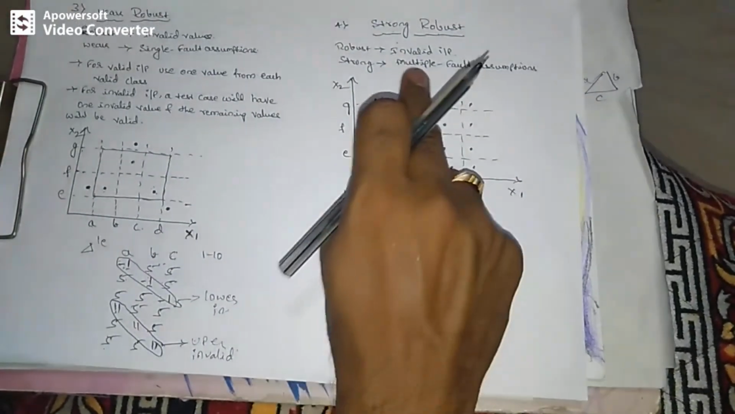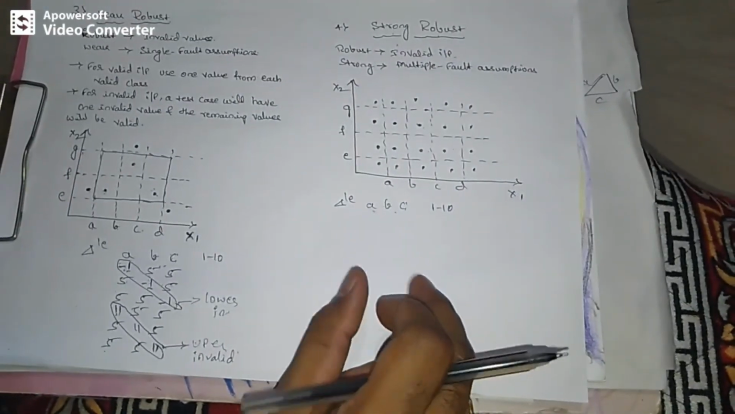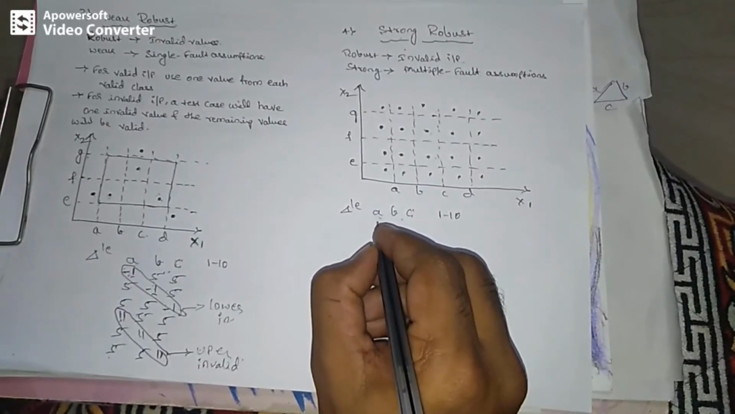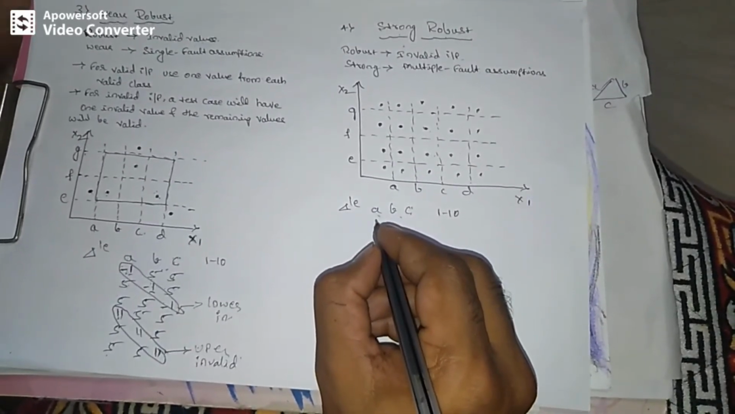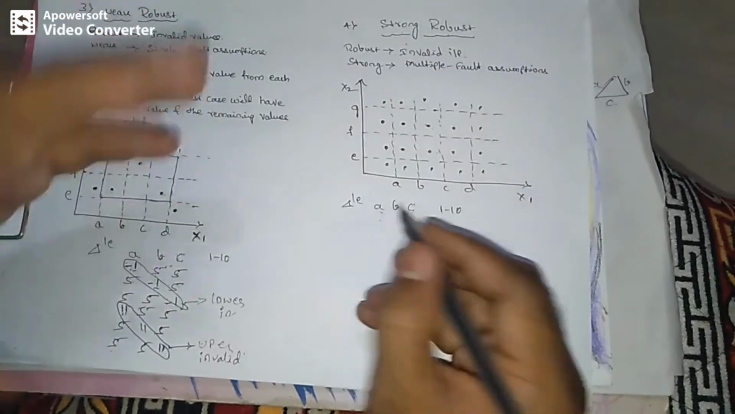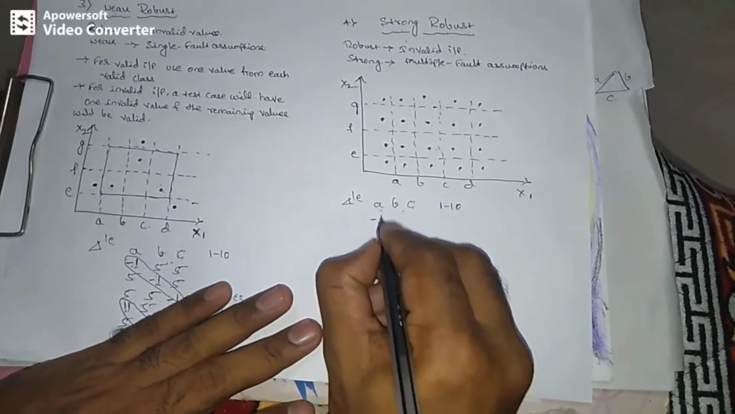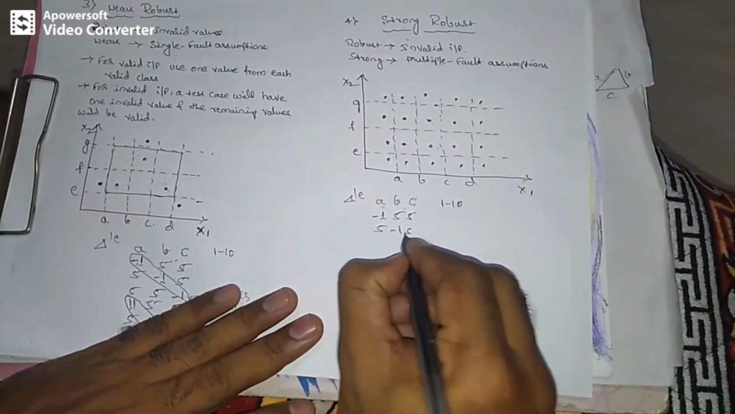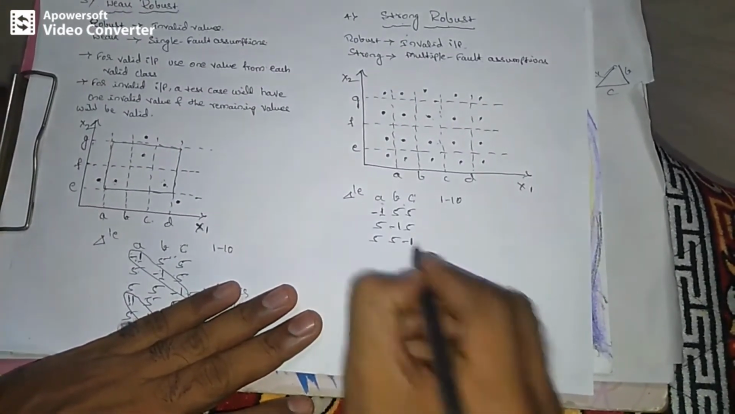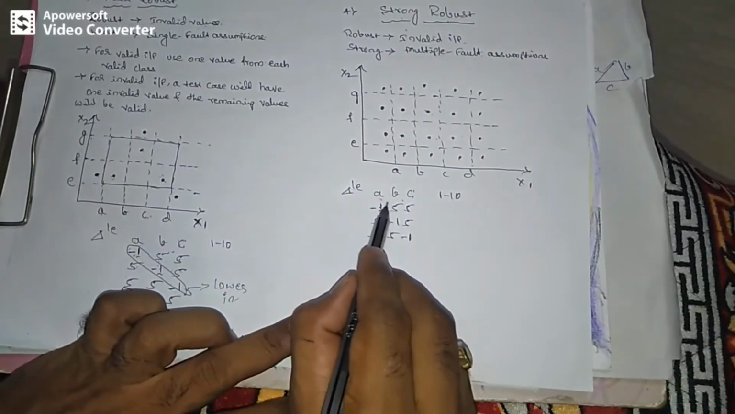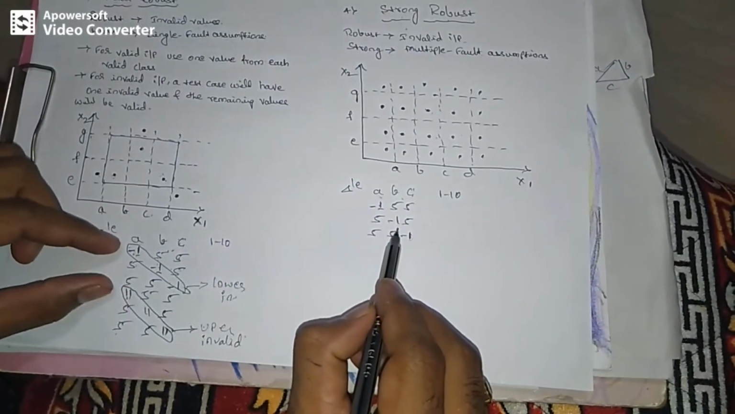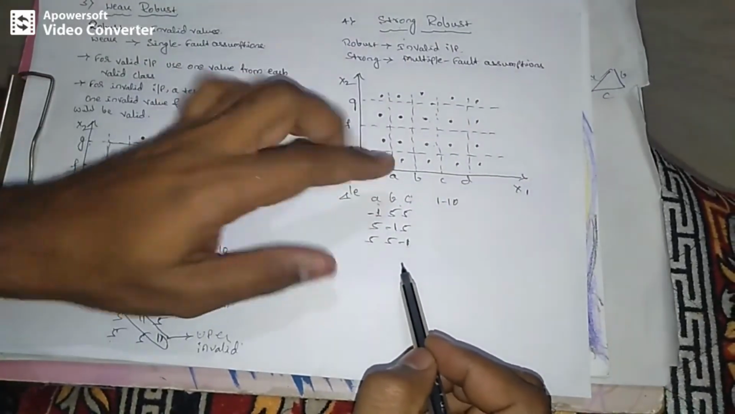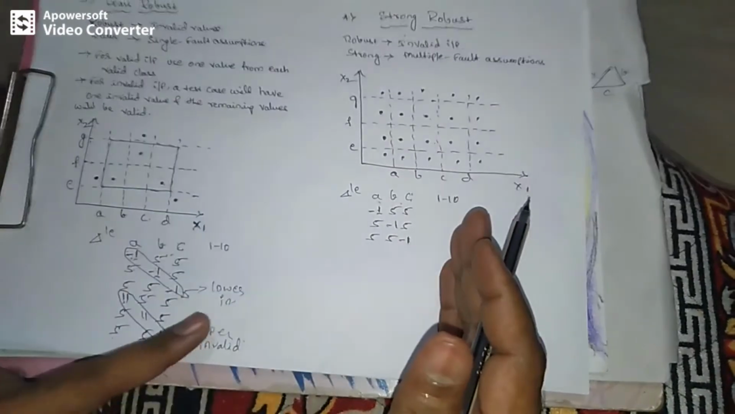Now, with multiple fault assumption, how do we write the test cases for strong robust? First, single fault assumption, then the single fault assumption needs to be followed by the multiple fault assumption. Single fault assumption means -1 5 5, 5 -1 5, 5 5 -1. This is the single fault assumption which we have written for weak robust. Then it needs to be followed by the multiple fault assumption. For one corner we are writing the lower inputs.